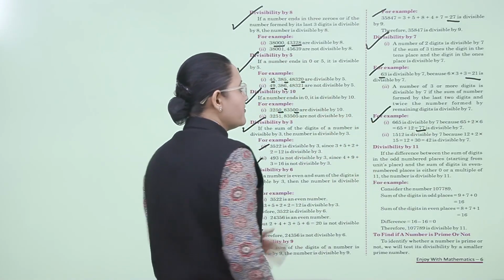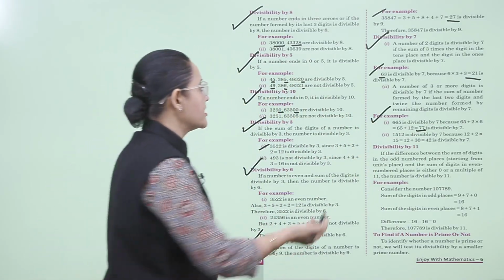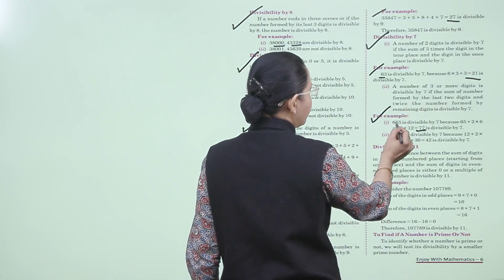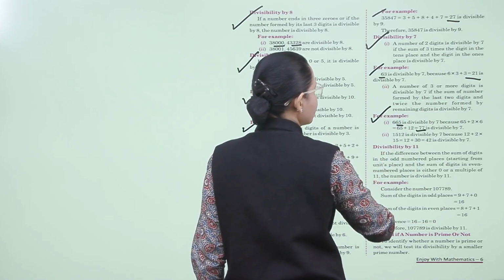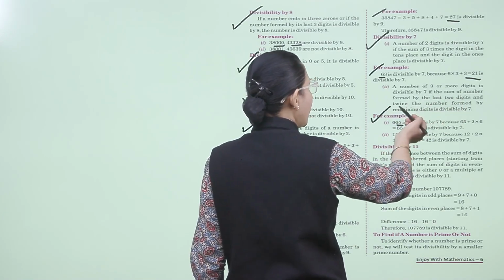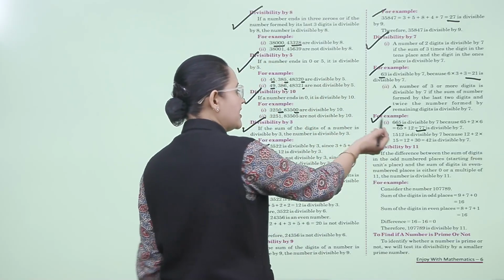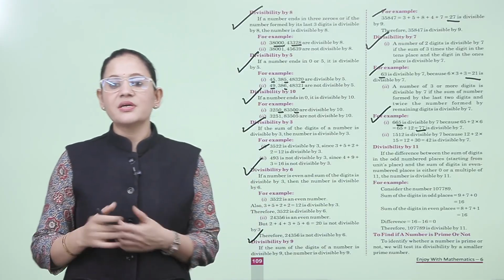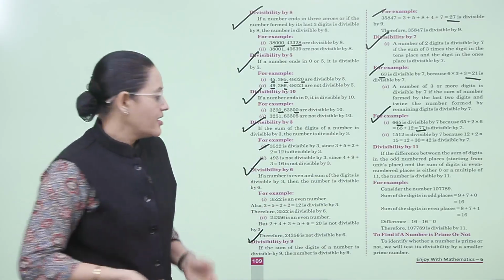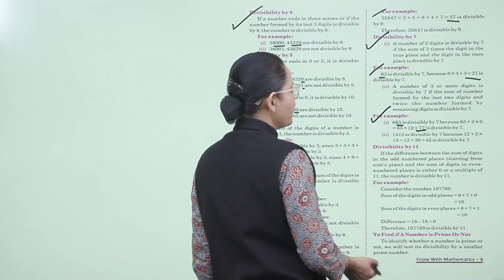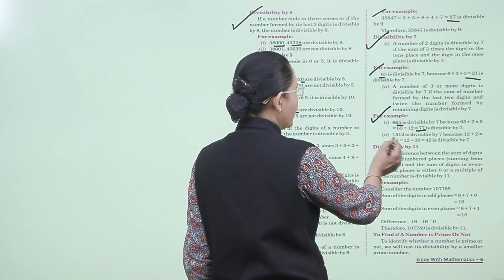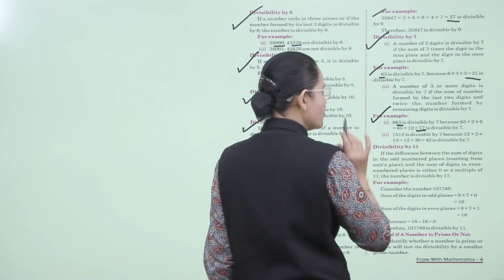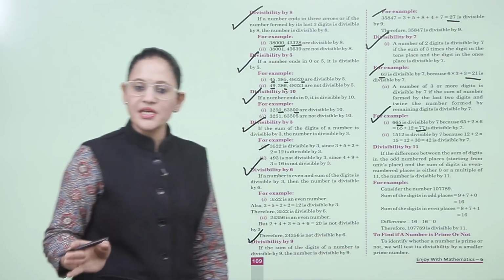This means if a number has 3 or more digits, in that case we take the sum of the number formed by the last 2 digits, that is 65, and twice the number formed by the remaining digits. The remaining digit is 6, 6 into 2 is 12, and the sum is 77. Clear? That means the given number is divisible by 7. Take 1512: 12 plus 15 into 2, that is 42. 42 is divisible by 7, which means the given number is divisible by 7.